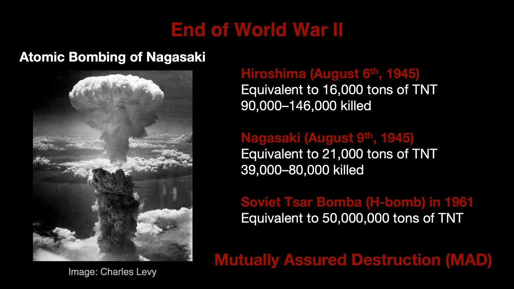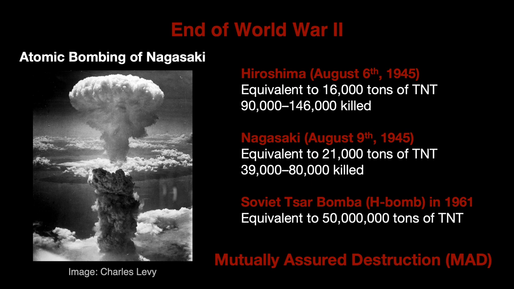Those were atomic bombs. The superpowers would go on to build even more destructive weapons called hydrogen bombs or H-bombs. The largest of them was the Tsar Bomba, which was detonated in a remote part of northern Russia. That bomb was equivalent to 50 million tons of TNT. These weapons led to an arms race between the United States and the Soviet Union. Each wanted to have more nuclear weapons than the other.